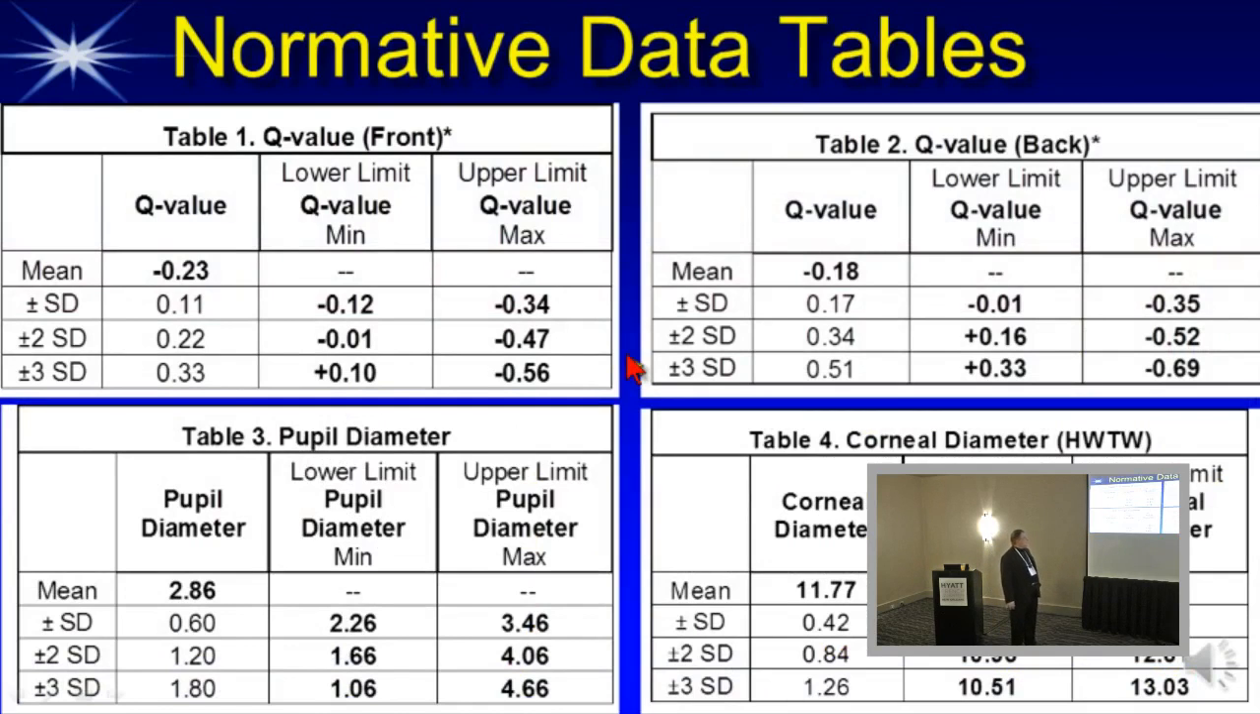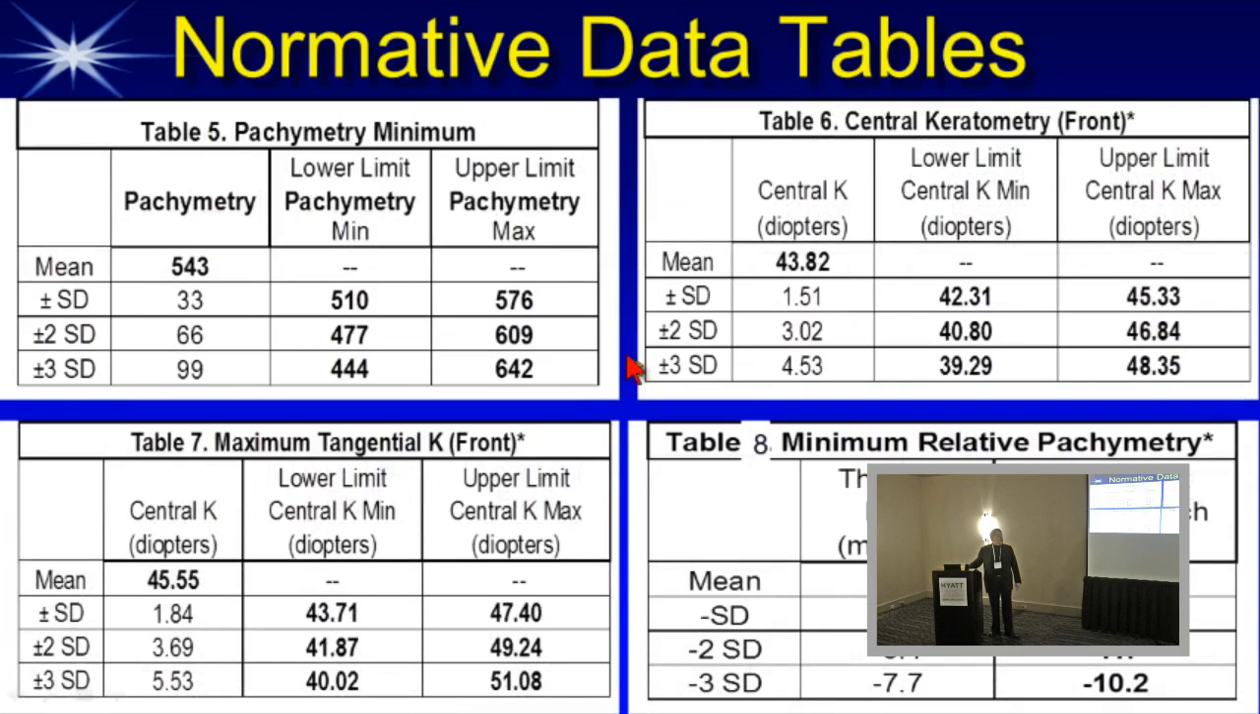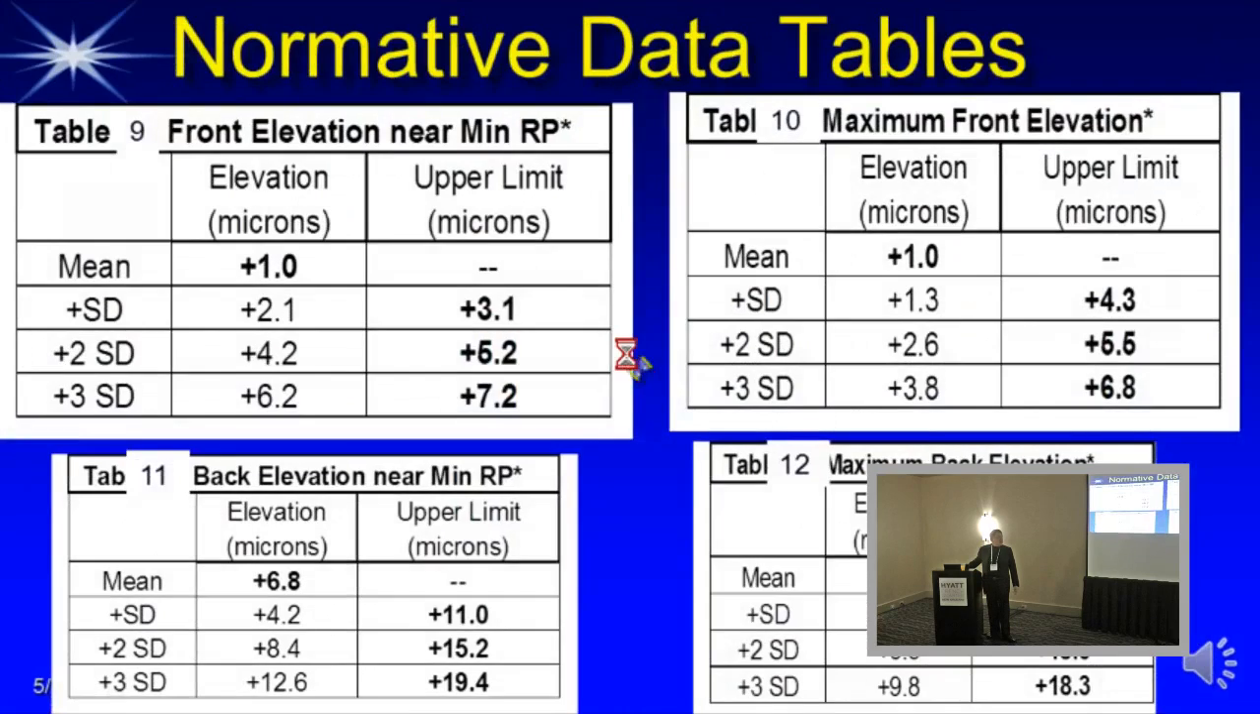Now there's a bunch of tables in there. Q values, pupil diameters, corneal diameters and stuff. But again, we've already taken all that into account with the color code. So yellow is suspicious and red, so you don't have to worry about all these tables, but the values are there if you want to look at them. And all it does is it says when things are 2 standard deviations, they start turning yellow, and when they're over 3, they turn red. Okay, so that's what those values are in all of those tables that are there.